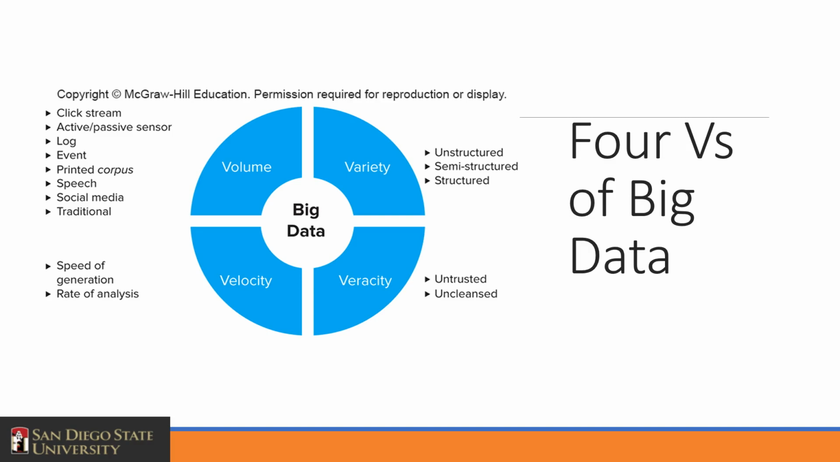The velocity, what does that mean? It's just the speed of the data generation. It describes how fast the data was generated. And the last V is veracity. Veracity means accuracy. Can we trust the data's accuracy? So usually we just use the 4 V's to describe big data.